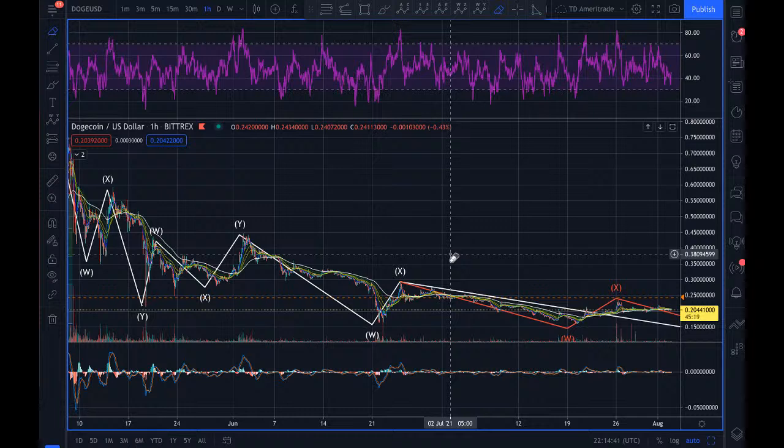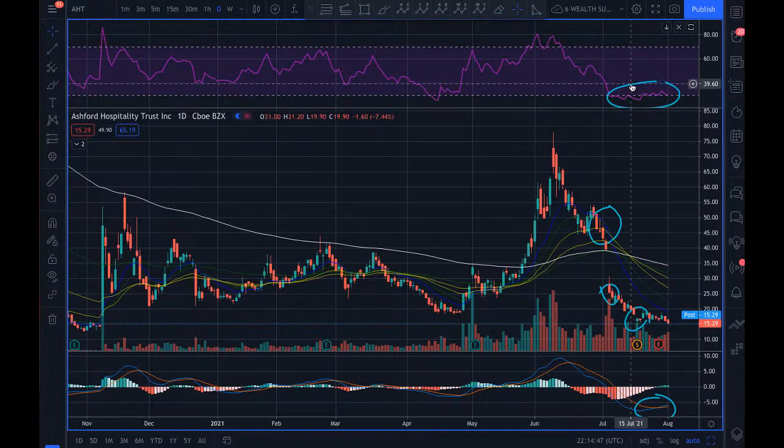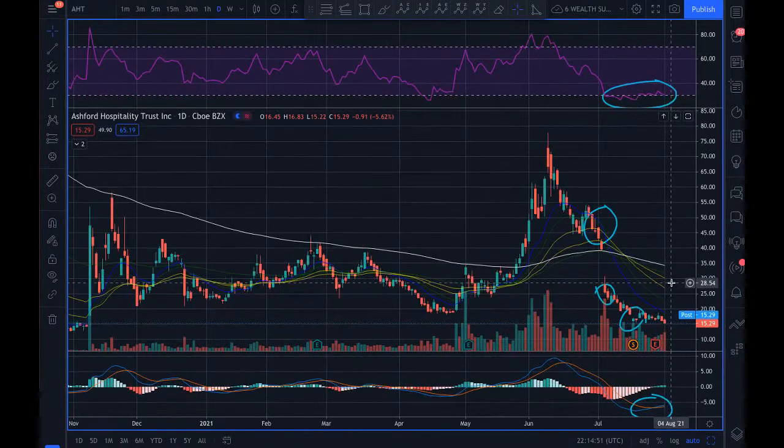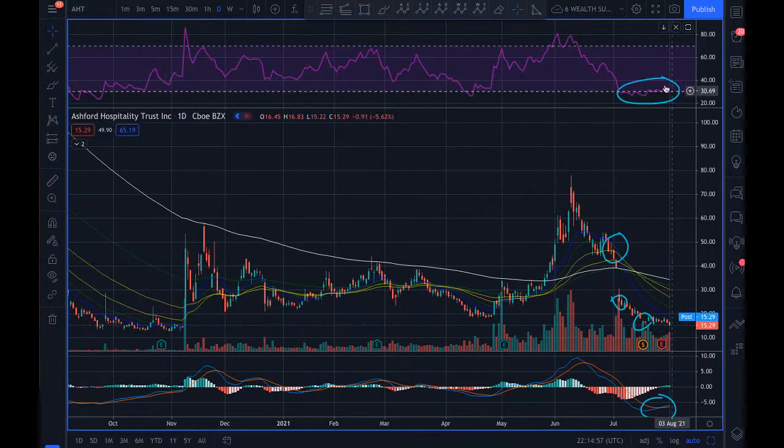All right, Siacoin. Let me take a look. Sounds familiar. Okay, yesterday I was doing the AHT. Ooh, it looks like it's still making a buy signal and maybe heading down more.